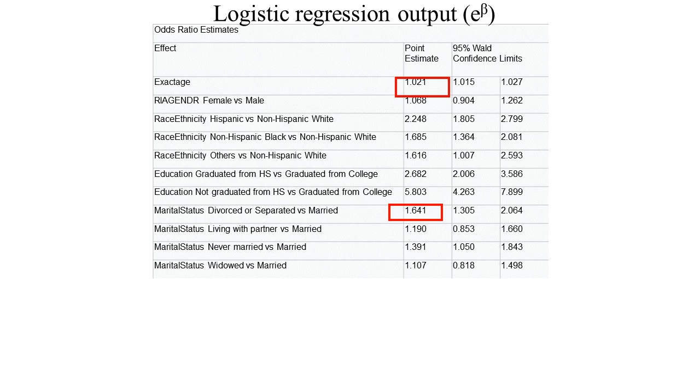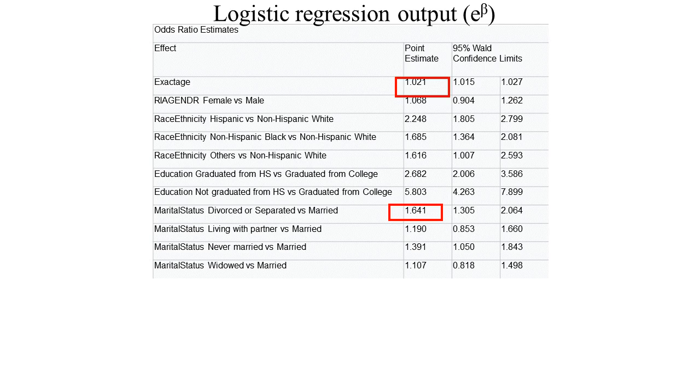The SAS output has another table, titled Odds Ratio Estimates, which displays a quantity that is easier to interpret than beta. The column labeled point estimate shows the exponential function of beta, that is, e to the beta. For example, the estimate for age is 1.021, which is e to 0.0206, and the estimate for divorced or separated is 1.641, which is e to 0.4955. And if we request confidence intervals, SAS shows 95% confidence intervals for e to the beta, instead of confidence intervals for beta.